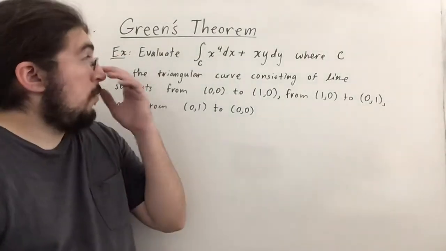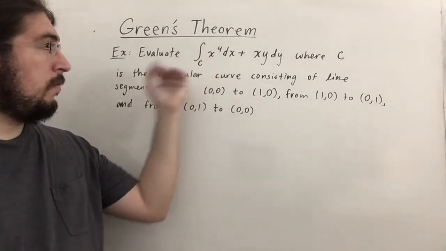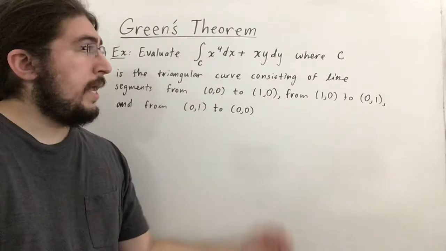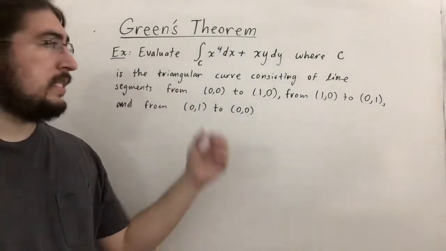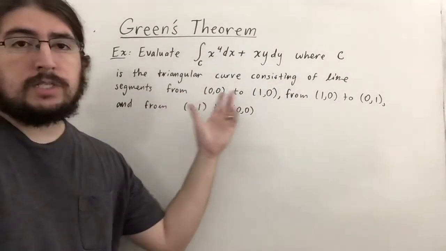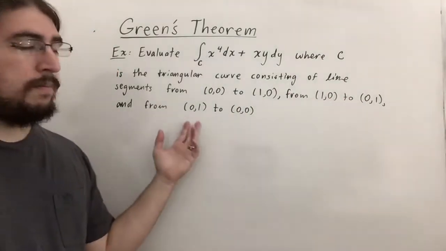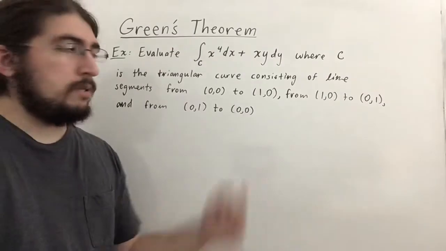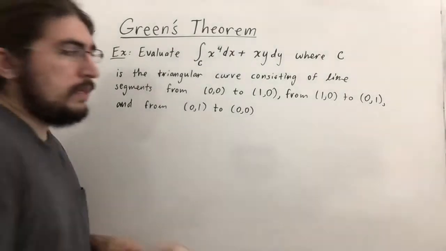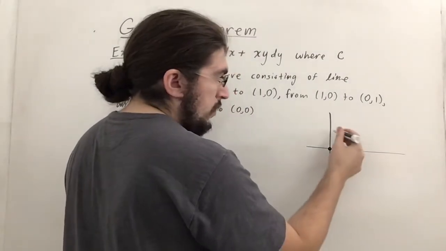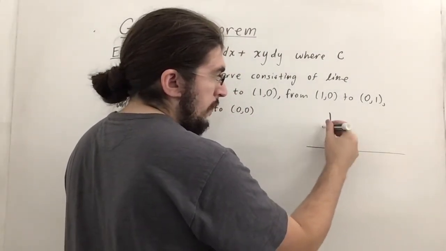Right, so for this example, we want to evaluate this line integral along the curve C, which is x to the fourth dx plus xy dy, where C is the triangular curve consisting of the line segments from (0,0) to (1,0), from (1,0) to (0,1), and then finally back from (0,1) to (0,0). Just to describe what this triangular curve looks like, we have these points (0,0), (0,1), and (1,0).